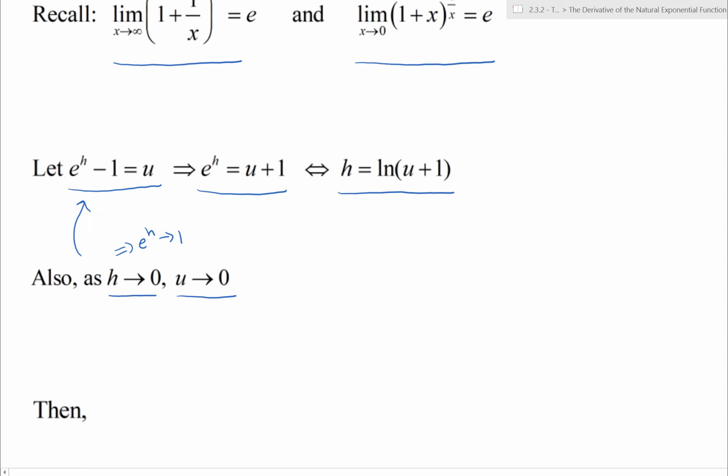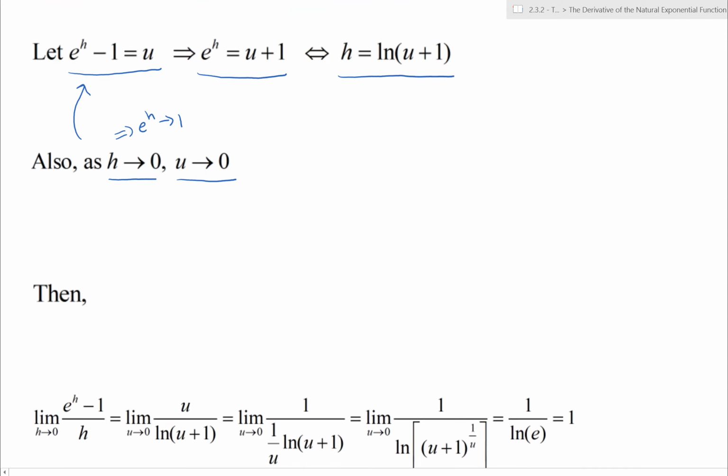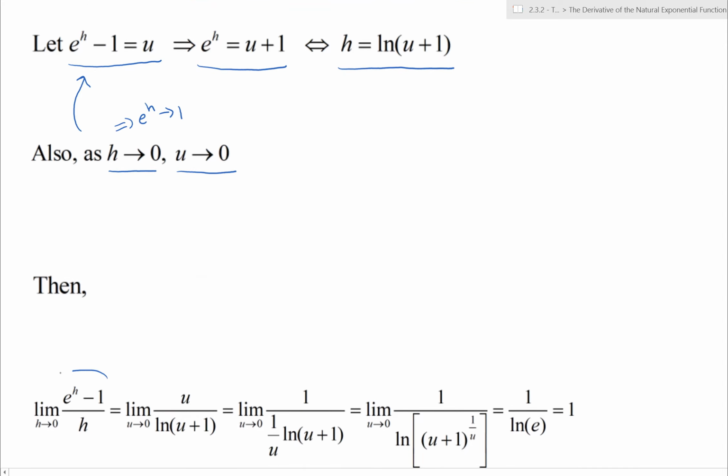So I'm going to use those substitutions to rewrite my limit that we're investigating. This limit right here, limit as h goes to 0 of e to the h minus 1 divided by h. So the numerator, e to the h minus 1, that's what we are calling u, remember, right up here. So hence the u. And then, remember, we solved for h right there. So that's in our denominator.